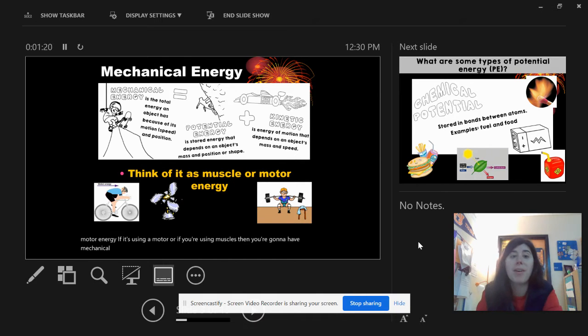So, what we're going to talk about is how you can identify different objects with each of these energy forms. So, if you see something that has a propeller, like a fan blade, a motor, a turbine, that's going to have mechanical energy. If you see something that's using muscles, whether it's a human, a dog, a cat, a frog, anything that's using muscles is also mechanical energy.